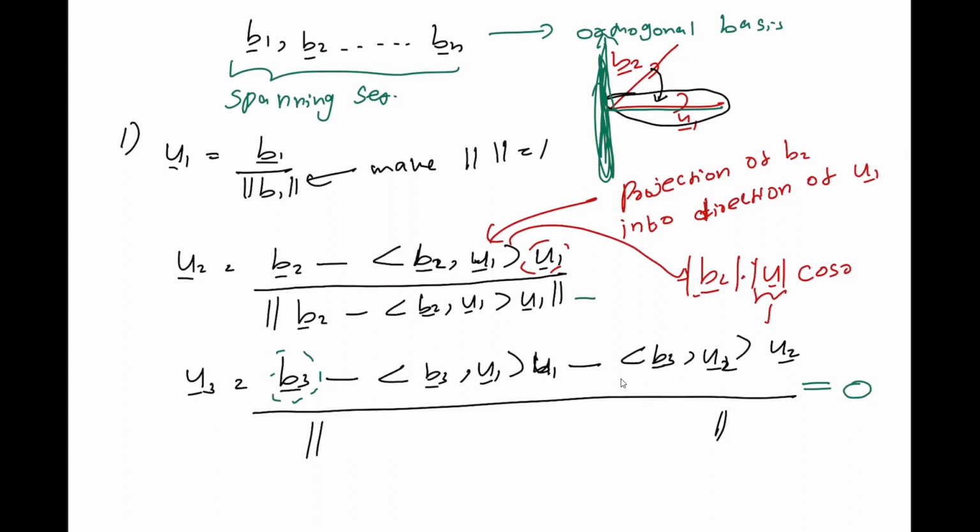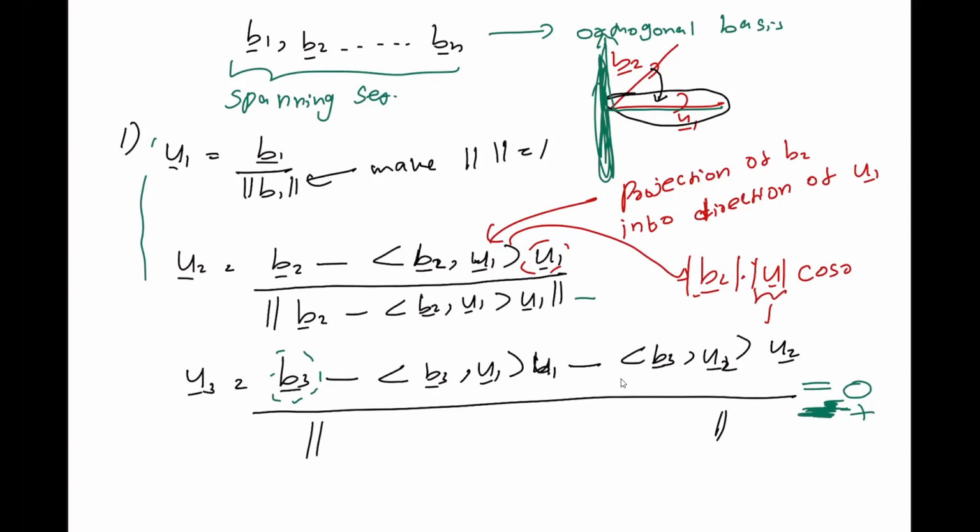Okay, if this becomes 0, it means your B3 vector is dependent on the previously found basis vectors. Because this is not a basis set, this is a spanning set. If you get a basis set, this situation doesn't occur. But if you get a spanning set, sometimes this can occur, this can give a result of 0. It means there's no component perpendicular to the direction of previously found basis vectors.